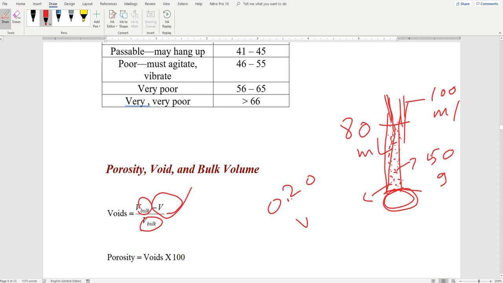Okay? So voids can be calculated as what? As the total volume, which is the bulk volume. The bulk means the whole powder volume, which is the particles volume plus the spaces, minus the volume of the particles, divided by the total volume of the bulk.